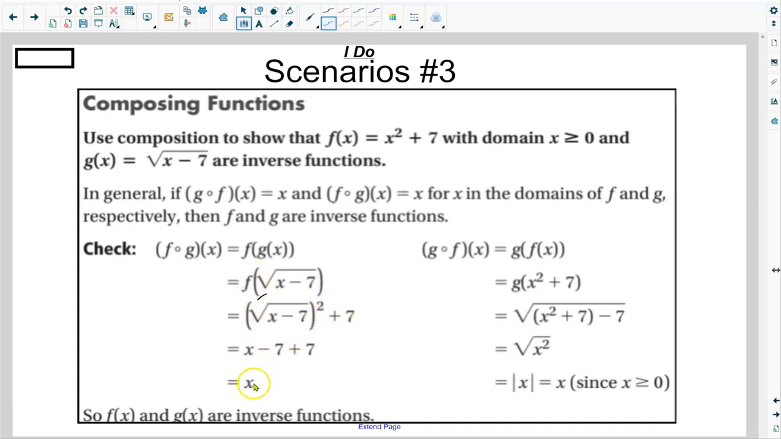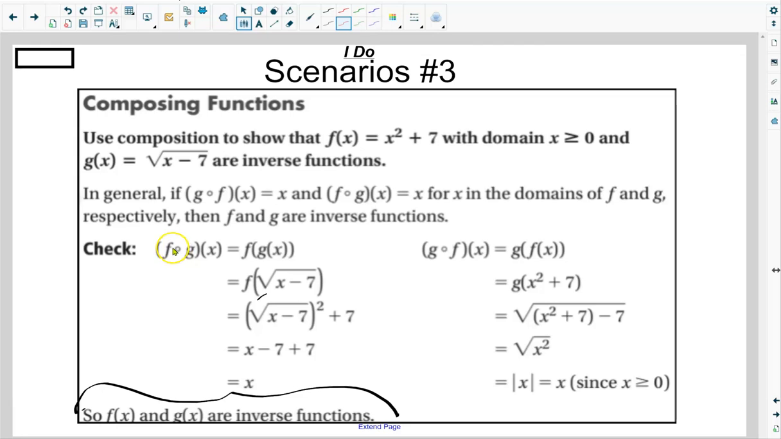And if you get x, you continue with the test. Now you switch it. You take g composed of f. So g, you're going to throw in f in here and you do the math. And you should end with x. If you end with an x here and here, then you can make this conclusion right here, that they're inverses.